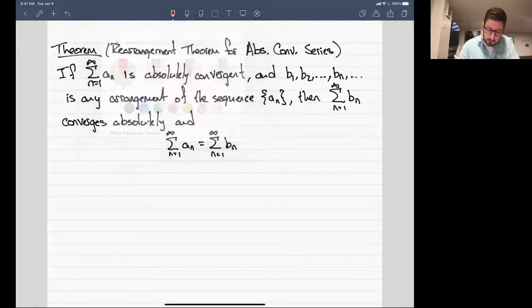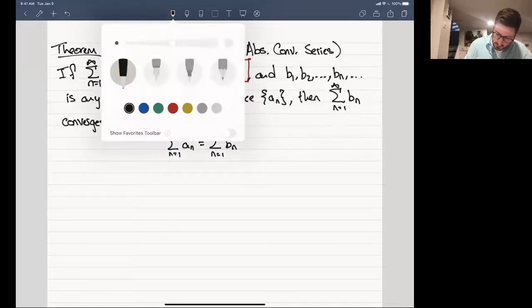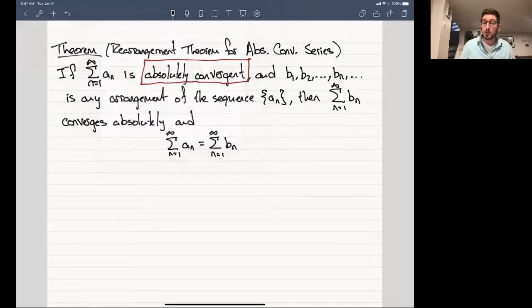But I want to emphasize something. This requires your series to be absolutely convergent. If you are not absolutely convergent, then things fall apart. In fact, there's an old theorem due to Riemann where you can show that if you have a conditionally convergent series, so not absolutely convergent, then you can reorder the series to converge to any number you want. Think about that. Let me repeat that. If you have a conditionally convergent series, you can reorder it to converge to any number you want.